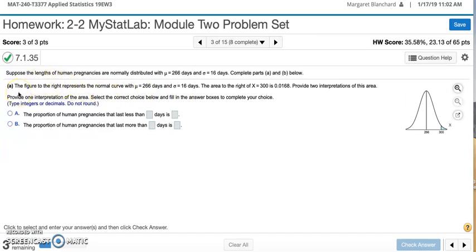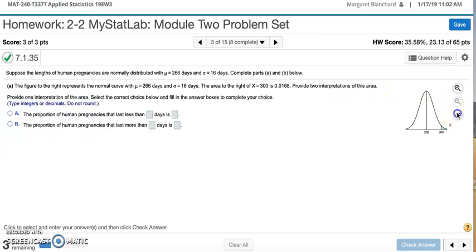Okay, so now that we've clarified that point, let's go on to part A. The figure to the right represents the normal curve with mu equal to 266 days and sigma equal to 16 days. The area to the right of x equals 300 is 0.0168. Provide two interpretations of this area. So this problem's fairly simple. You don't have to do any work. You just have to interpret what that means.